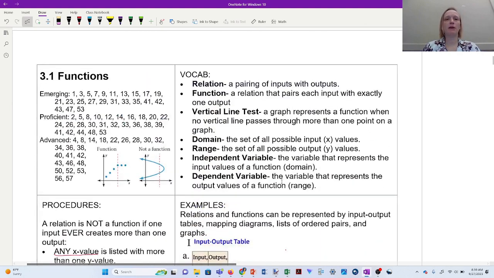So I'm going to scroll back up here to some definitions that we have. The domain is the set of all possible input values. When I talk about input values, I'm talking about that x value. Range is the set of all possible output values, all possible y values. And this vocabulary just lets us differentiate between the x values and the y values, the domain and the range.